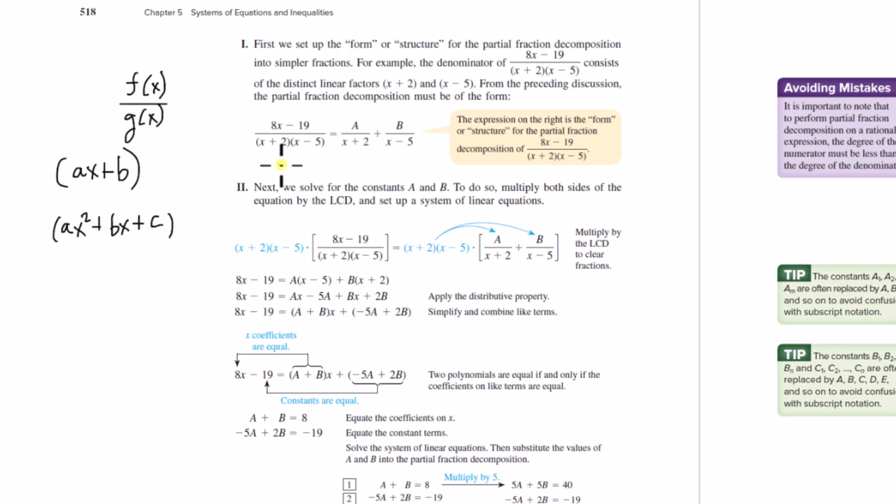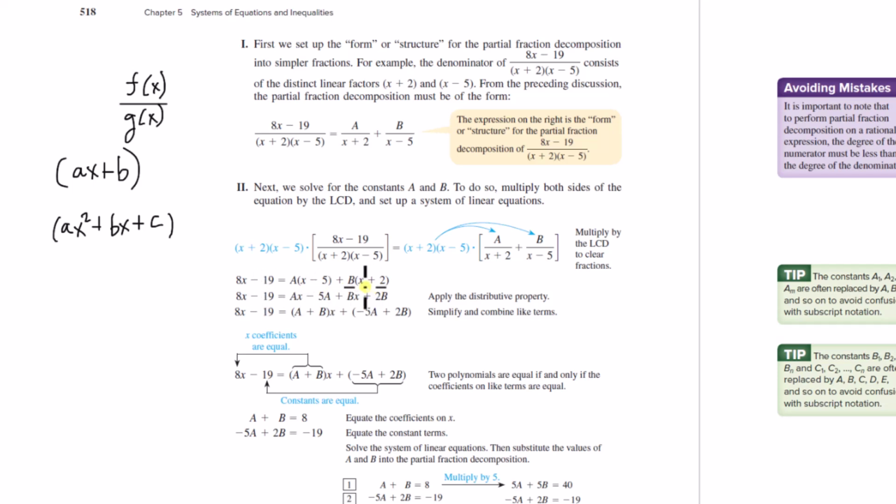Once you have the form written out, and again, that form has nothing to do with the numerator here, the next step is you multiply the entire equation by the least common denominator. So here that would be x plus 2 times x minus 5. And what happens is that gets rid of the fractions, and you're left with something like this. The left side of the equation is going to be the numerator of the main fraction you're trying to decompose. The right side is just as shown here.